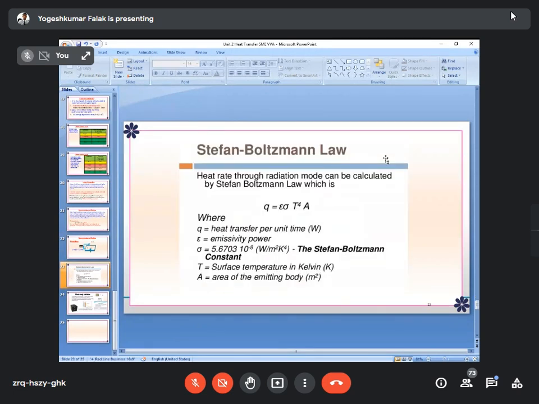Now, Stefan-Boltzmann's law. I think you have heard of the black body. You must have heard of the black body concept. Do you know why it is called a perfect black body? Yes sir, it absorbs the radiation and does not reflect light. Yes, that is what the Stefan-Boltzmann law deals with. Here it is called the heat law of radiation.